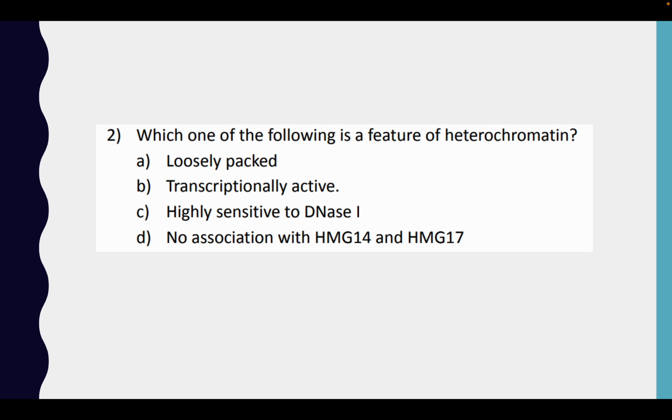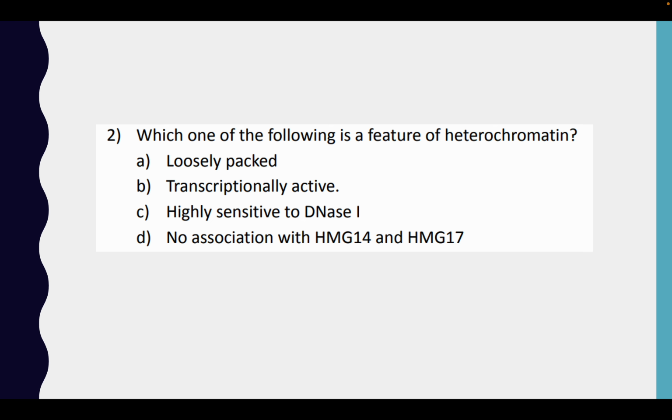Which one of the following is a feature of heterochromatin? Loosely packed is a feature of heterochromatin. You have to read the question very carefully. Earlier it was saying not a feature of euchromatin. Now it is asking, it is a feature of heterochromatin. Option D. Option D, correct.